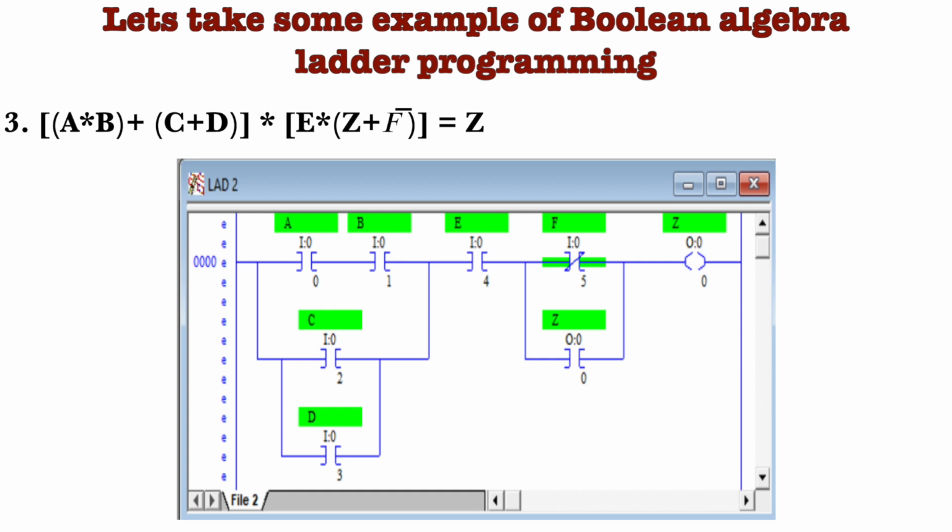Okay, similarly to implement Z plus F bar, we have connected Z and F bar, normally closed switch for F, in parallel, in series with the E to get the AND operation, and in series with the A dot B plus C dot D form to get a complete AND connection, and then we get an output. But you must remember that in the previous class I have addressed all the programming rules.